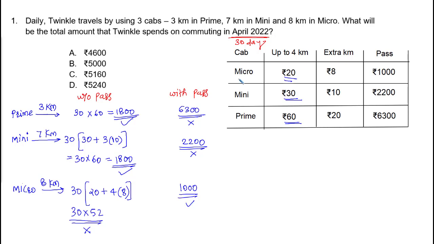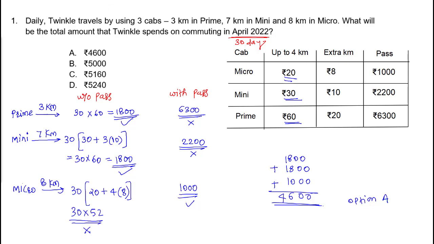So the total expense in the month of April 2020 is going to be how much? 1800 for prime cab, 1800 for mini cab, and 1000 for micro cab. Let's do this addition, everyone. This addition is going to be 4600. That is, option number A is our final answer here.